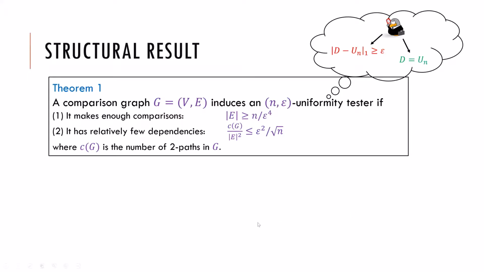And the two conditions that the graph needs to hold are, as we said before, one, that it makes enough comparisons, so the number of edges is large as a function of n and epsilon. And two, that it has relatively few dependencies. And as we just said, dependencies are quantified by two-paths. So we define C_G to be the number of two-paths in the graph G, and the ratio of C_G to the total number of pairs of comparisons, not pairs of samples, but now pairs of comparisons, should be small enough.